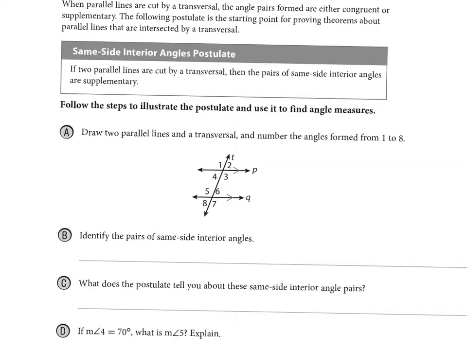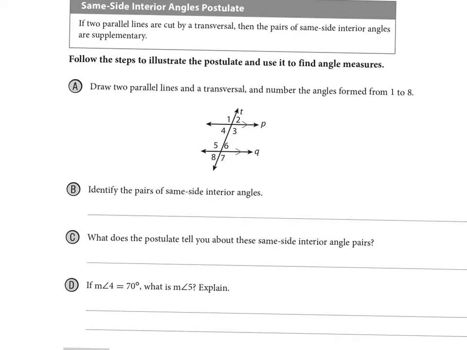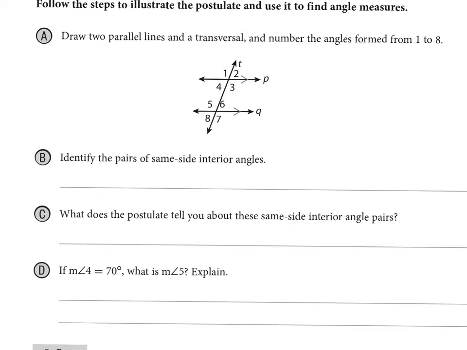Okay, so on page 176, we're looking at this same side interior angle postulate. And it says if two parallel lines are cut by a transversal, then the pairs of same side interior angles are supplementary. So A asks you to draw these, but it's drawing it for us. And then B says identify same side interior angles. So angle 4 and angle 5 are same side interior angles. They're on the same side and they're on the interior. Angle 3 and angle 6 are same side interior angles.